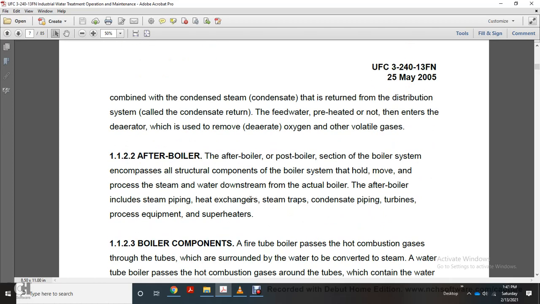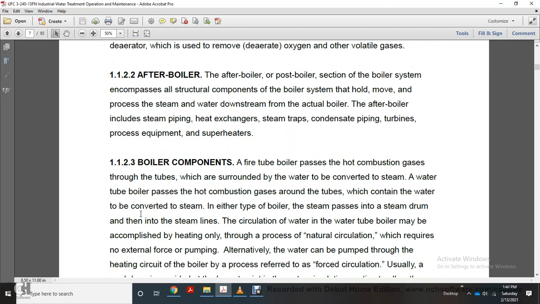Post-boiler. The post-boiler section of the boiler system encompasses structural components that hold or move the process steam and water downstream from the actual boiler. The post-boiler includes the steam pipes and heat exchangers with steam traps, the condensate pipes, and the turbine with the power-producing equipment and superheater.